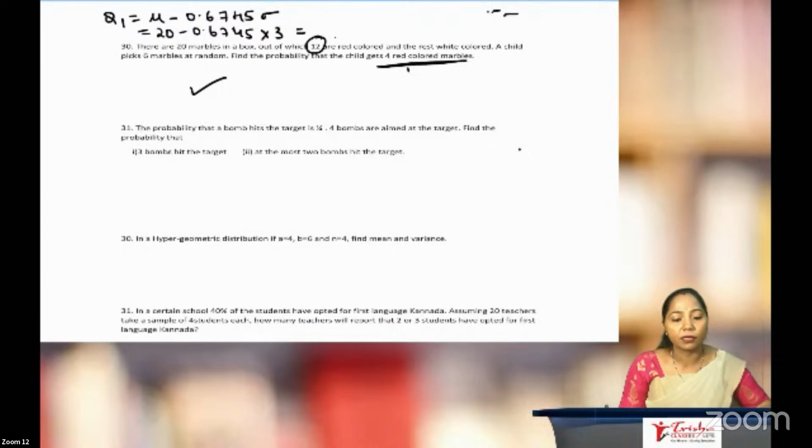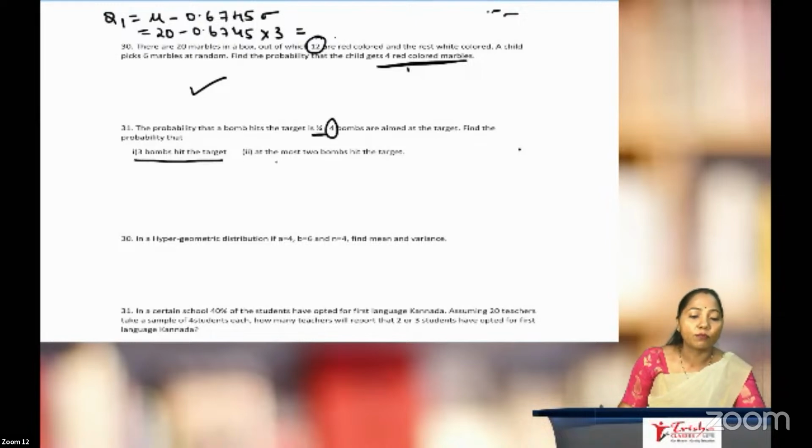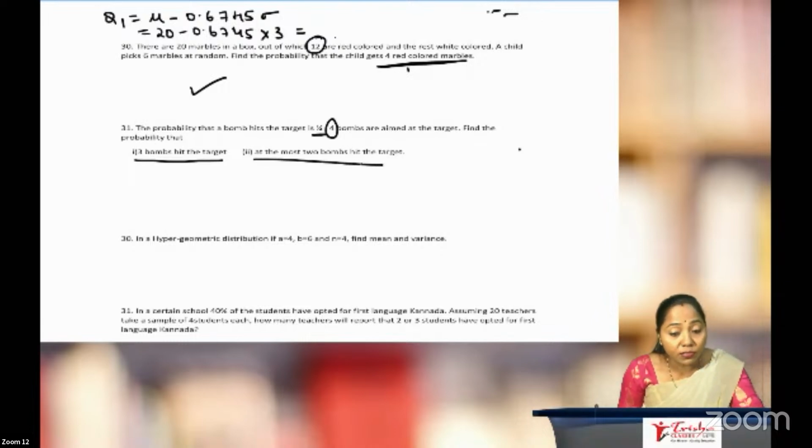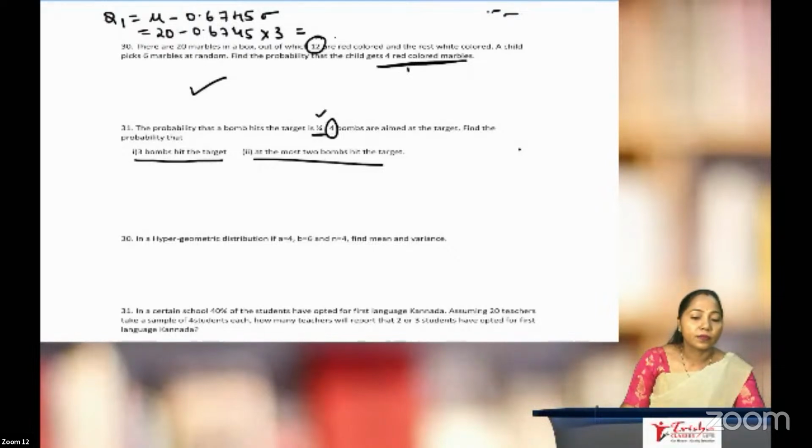Next question, question number 31. The probability that a bomb hits a target is 1/4. 4 bombs are aimed at a bridge. Find the probability that 3 bombs hit, at most 2 bombs hit, and 2 bombs hit the target. What is the distribution? The probability that a bomb hits the target is 1/4, and 4 bombs are aimed. It is binomial distribution. Very good.